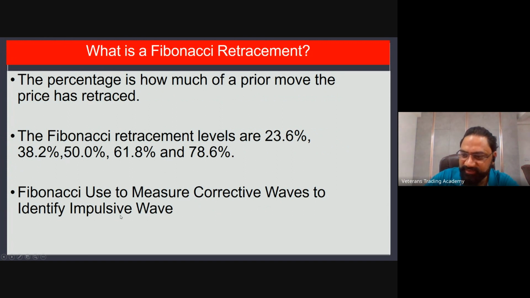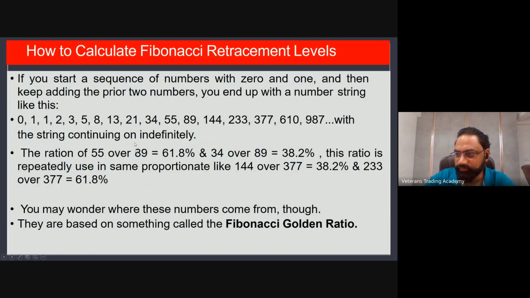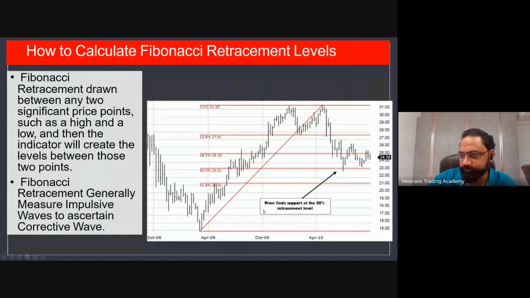So what is this impulsive wave and corrective wave? We'll learn it when we go to the next topic, Elliott wave. But as of now, understand that an impulsive wave is a wave in the direction of the trend, and a corrective wave is a wave in the opposite direction of the trend. This I already covered, that this is a ratio, and if you divide it, you will get 61.8%, which is 1.61. This is the Fibonacci golden ratio.